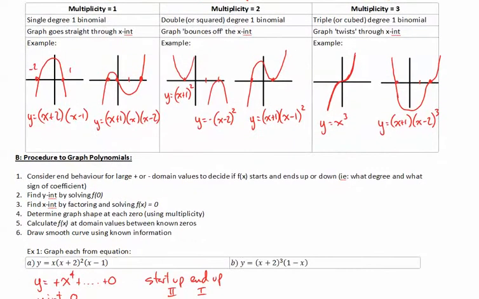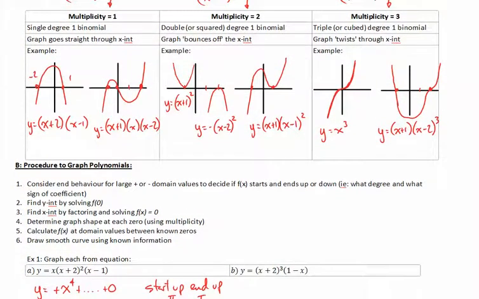Now, next, there's a procedure I suggest you use for graphing polynomials. It involves these 6 steps. First, as we've talked about before, consider the end behavior for large domain values that are positive or negative. So I'm referring to as you move to the far left and the far right. What's happening to f of x? What's happening to the y values?